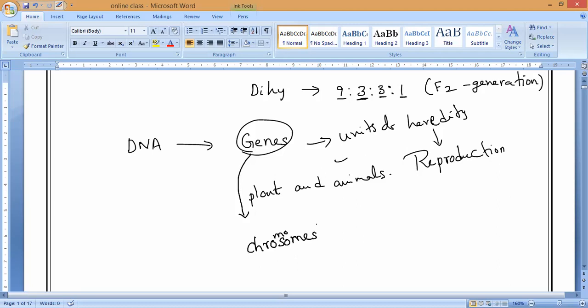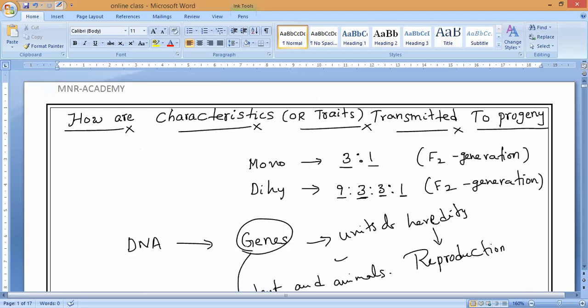So the characteristics or traits of the parents are transmitted to any offsprings or progeny through the genes only, and these genes are present inside the chromosomes. It happens in plants as well as animals during the process of sexual reproduction. So now how this happens, let us discuss in detail. That is our today's class. During sexual reproduction, how are the characteristics transmitted to the progeny, we'll study in detail now.